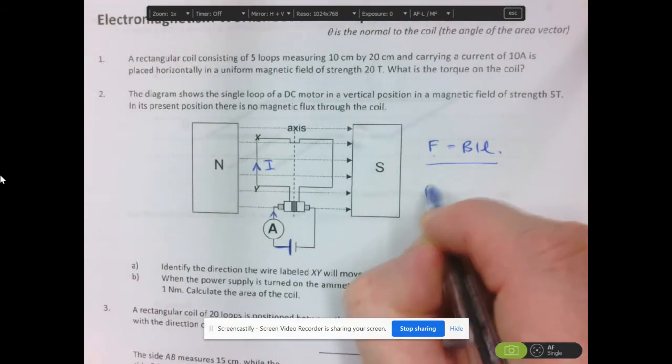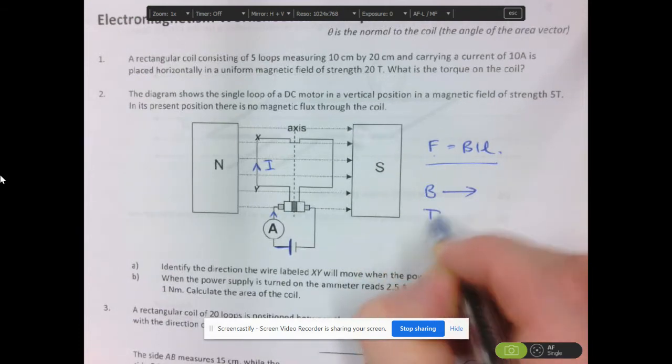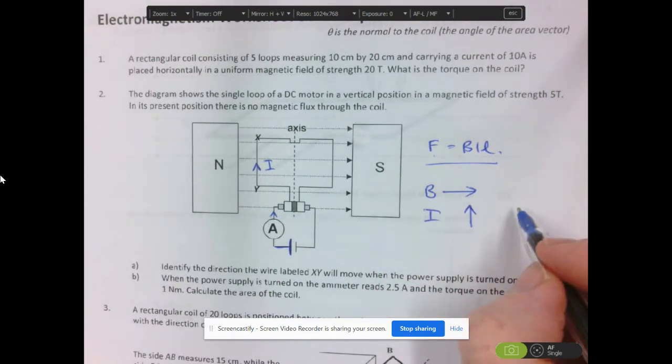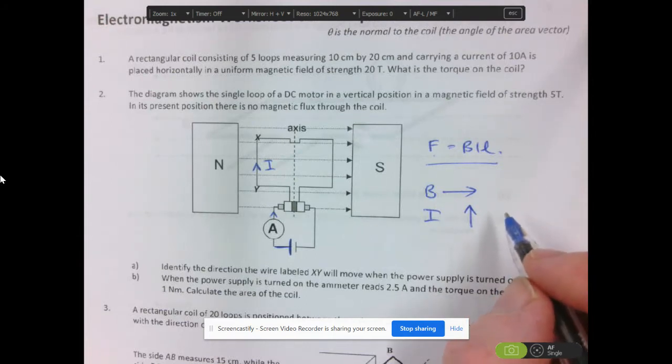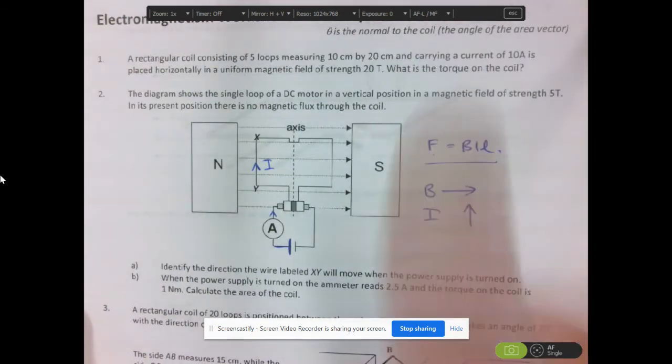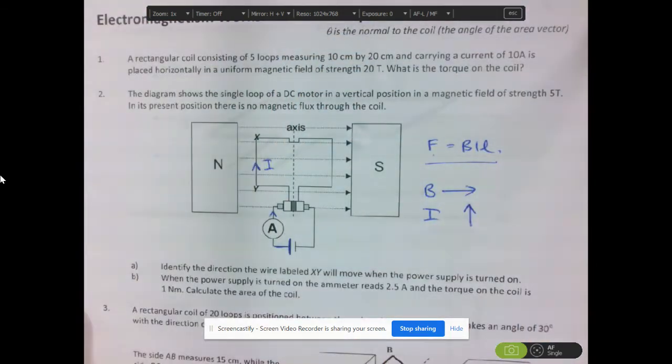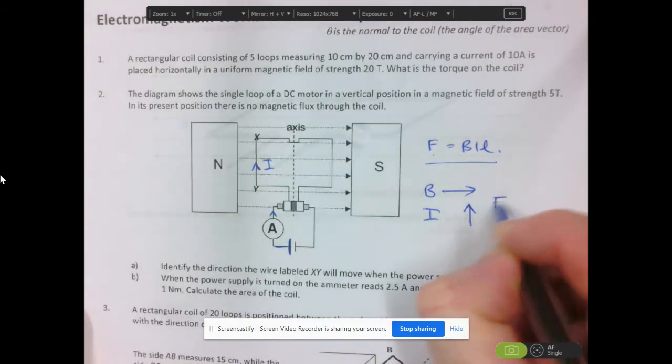So we have B going this way, we have I going that way. Using our right hand push rule, our 3 fingers FBI rule, we put I going up, B going that way, so it's going to be pushed into the page. So F is into page.